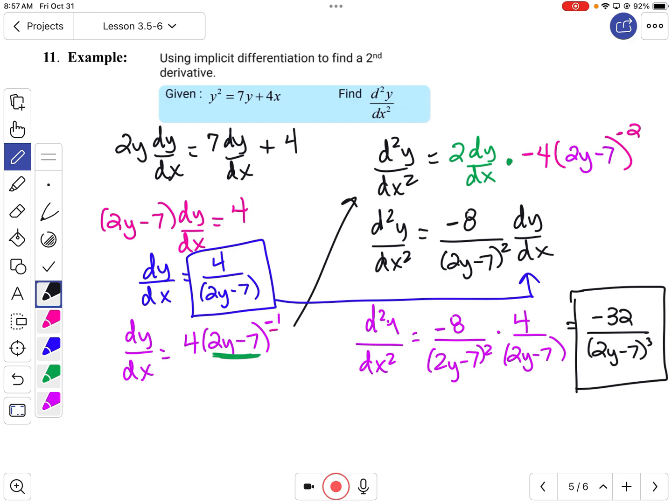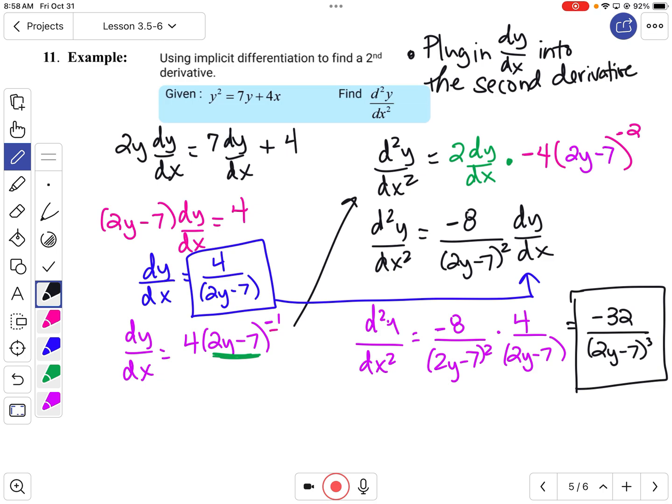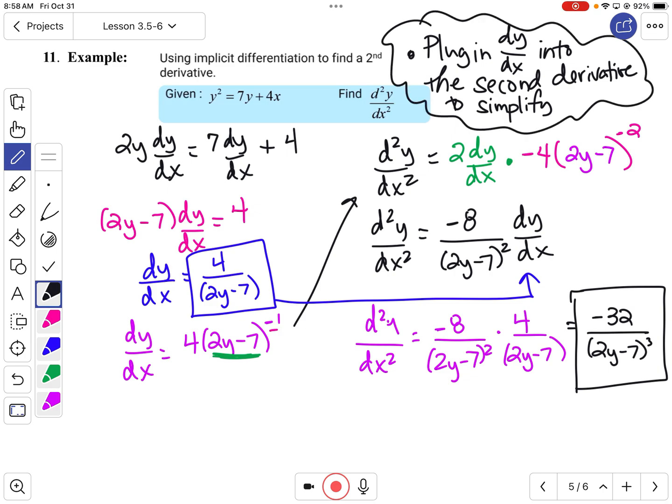So you always have to remember, if it's implicit and you're doing a higher order derivative, make yourself a note: plug the first derivative into the second derivative to simplify. That's the mistake I see most people make, is they don't go back and they don't plug it in.